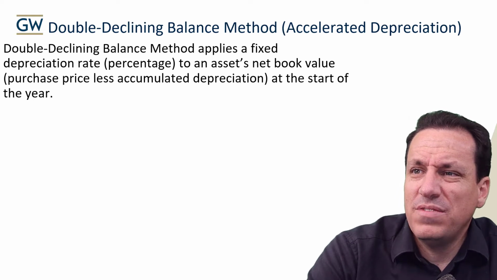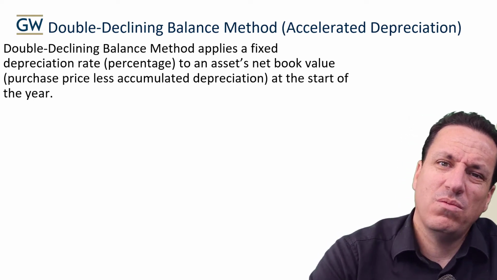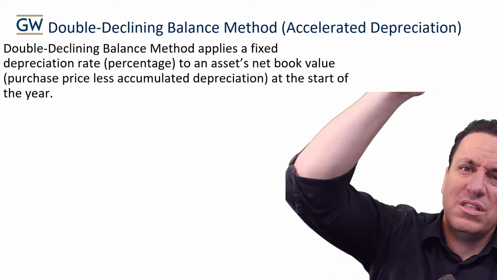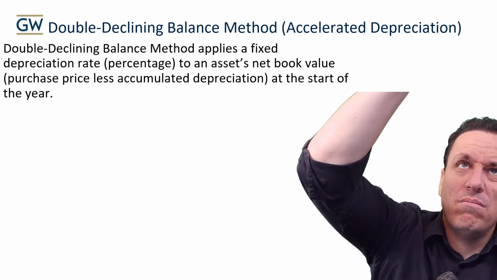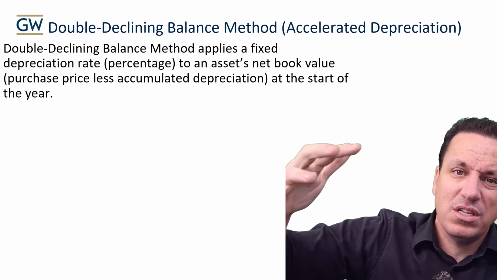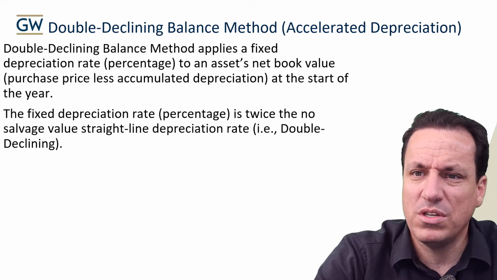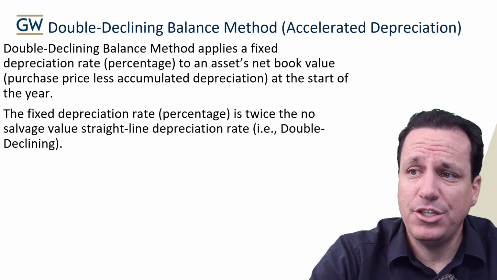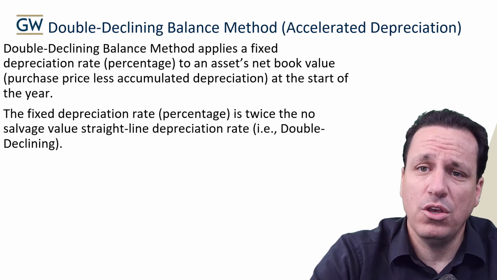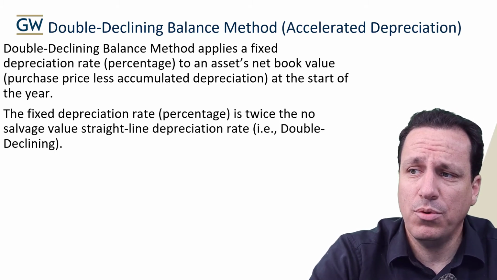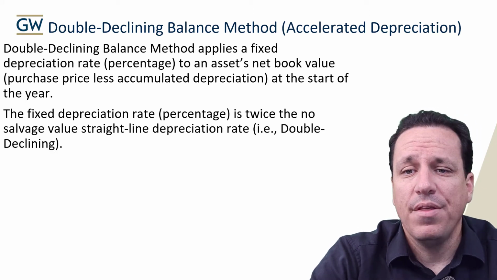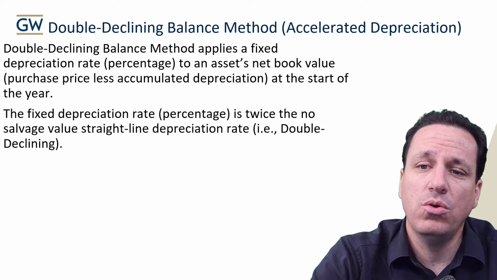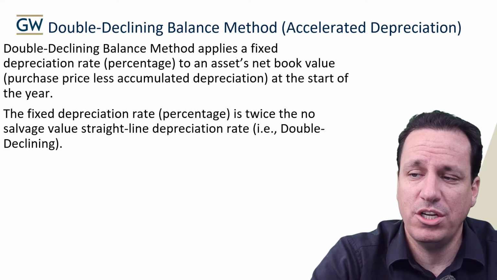The other advantage of this is it follows what we think about when we think about the value of a lot of equipment that we own. Usually the value goes down quickly in early years, and then it kind of goes stagnant over time. So double declining balance applies a fixed depreciation rate, a percentage, to an asset's net book value, purchase price less accumulated depreciation at the start of the year. The fixed depreciation rate percentage is twice the no salvage value straight line depreciation rate.